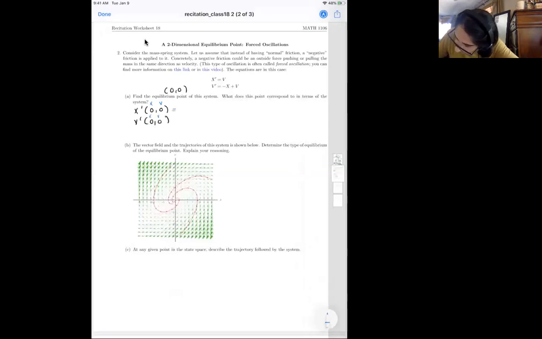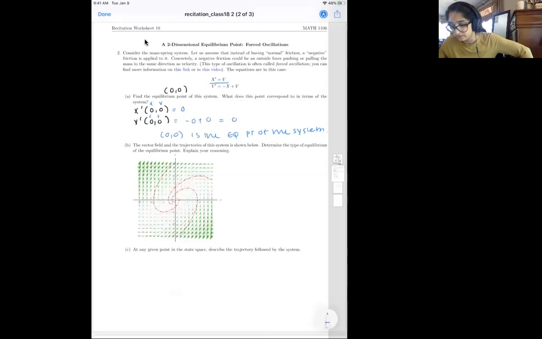So let's go and verify that. x prime is equal to v is our first equation, which means this is just equal to zero. And then v prime is negative zero plus zero, which is equal to zero. So we've just shown that because x prime and v prime are equal to zero, 0, 0 is the equilibrium point of the system. And I think a natural question you should be asking is, how do I know that I found all the equilibrium points? This is something we'll explore more in the next recitation worksheet. For now, knowing how to verify equilibrium points is the main point of this worksheet. And because it says find the equilibrium point, we know that there's only one and we just found that it was 0, 0.